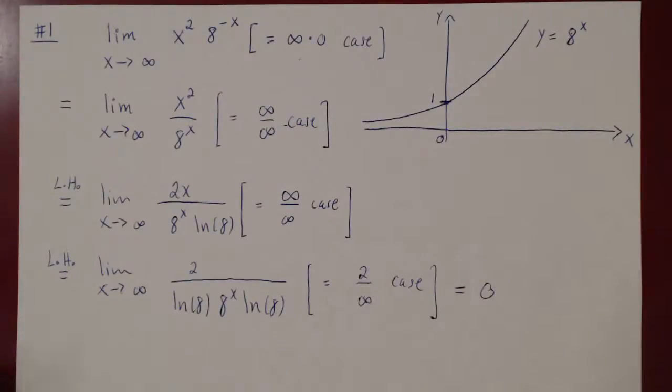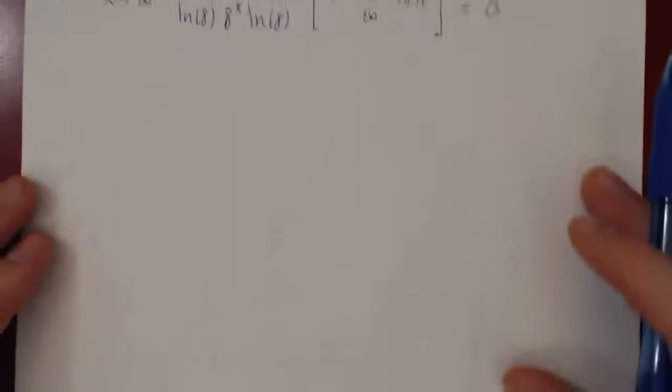Let's do one more example of a 0 times infinity case. This is number 2.